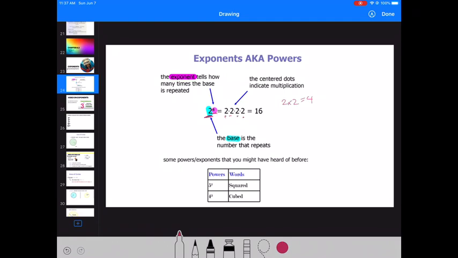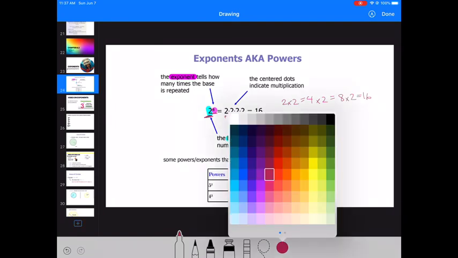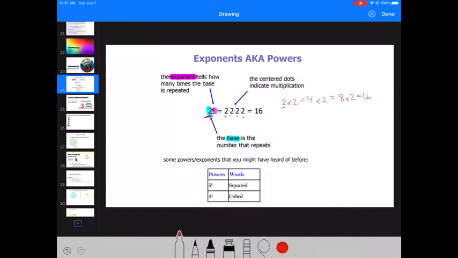that's 4. Multiply by 2 again, that's 8. Multiply that by 2, that's 16. How many times did we multiply by 2? 1, 2, 3, 4. That's 2 to the 4th. Okay? So this little 4 here, that's the number of times the 2 repeats.